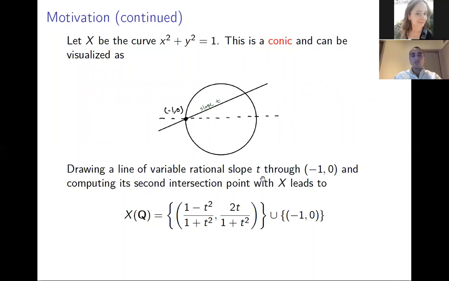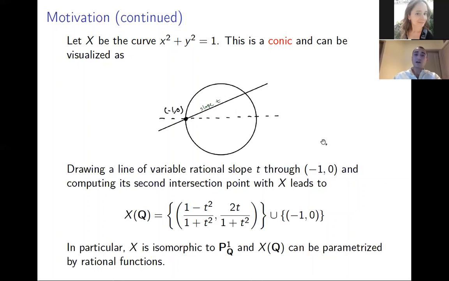So we can draw a line of variable slope t through a known point, (-1, 0), and we can easily compute the second intersection point. This leads to the following parameterization of the rational points of this conic. You can see that the points are parameterized by this rational function in t, and we have this extra point (-1, 0). So what we can conclude is that X, this conic, is isomorphic to P^1, and the rational points can be parameterized by rational functions.